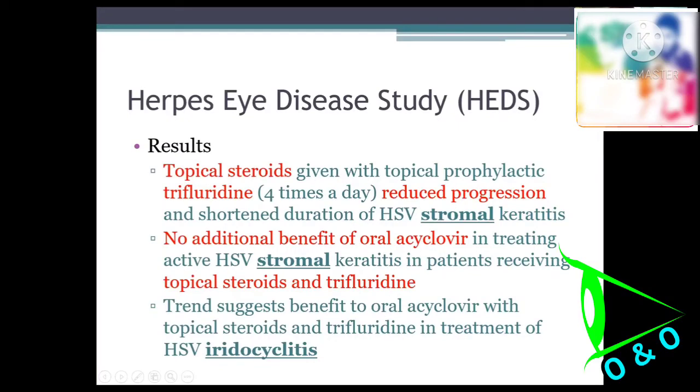There was a trend to the benefit of oral acyclovir in patients with HSV iridocyclitis who were already on topical steroids and topical antiviral. However, the weakness of the study was they didn't have a ton of patients with HSV iridocyclitis. I think most clinicians will give oral acyclovir with HSV iridocyclitis.